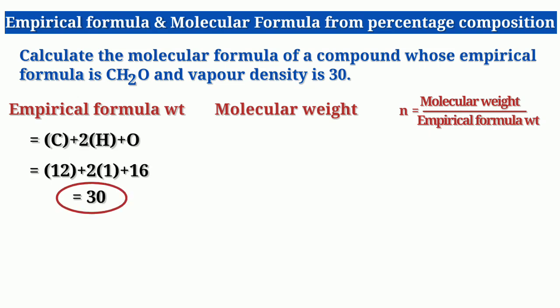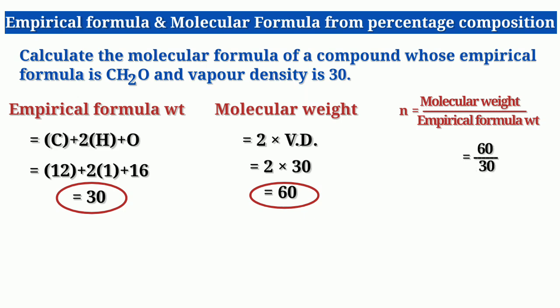Now let us calculate molecular weight. Molecular weight is equals to 2 into vapor density. That is 2 into 30, which comes to 60. Now let us calculate N. N equals to molecular weight upon empirical formula weight. That is 60 divided by 30, which comes to 2.